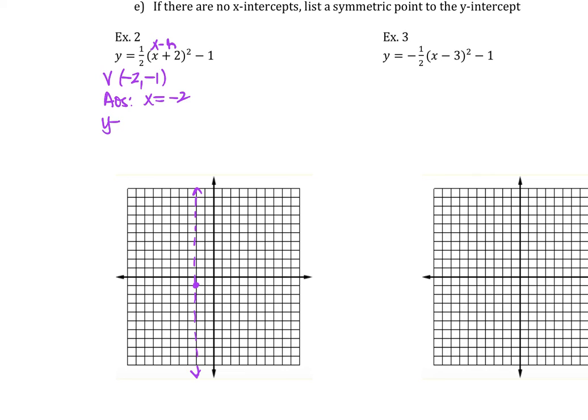My y-intercept, I'm going to substitute in 0 for x and solve for y. So that's going to give me 1/2 times 4 minus 1. So that's 1. So my y-intercept is (0, 1). We're going to have x-intercepts here, but if I wanted a symmetric point, this point is 2 units away from my axis of symmetry, so if I go 2 units in the opposite direction, my symmetric point is at (-4, 1).